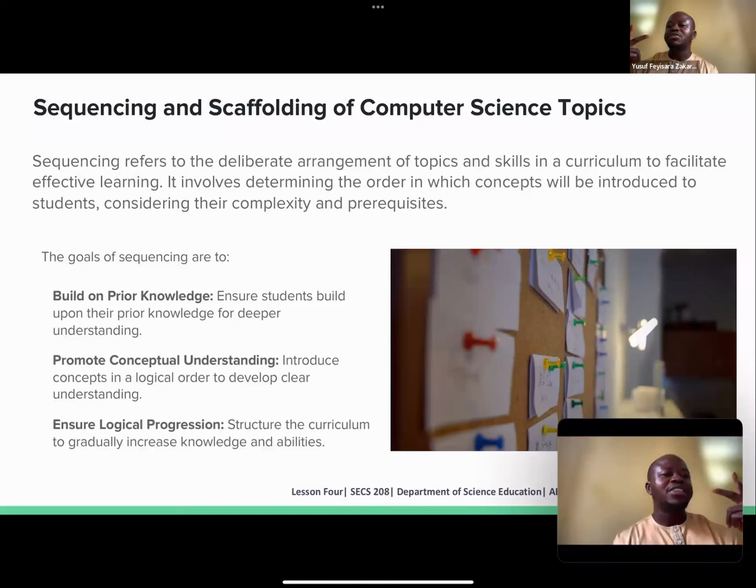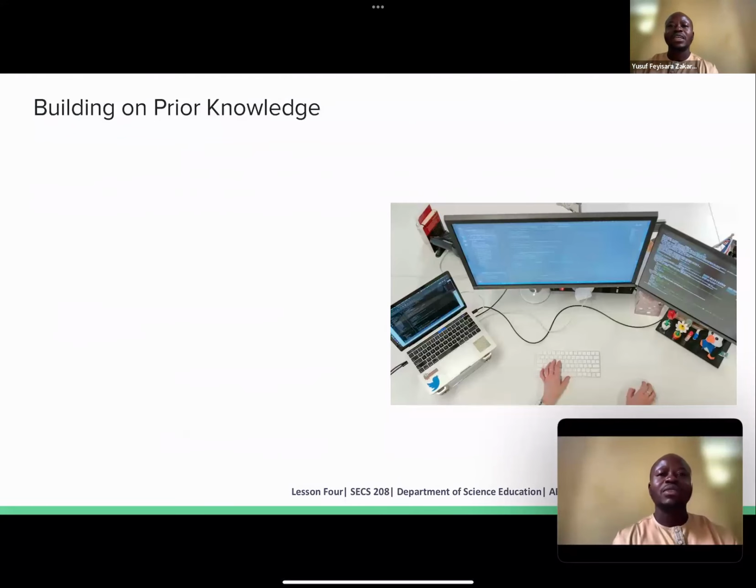So sequencing is going to do three main things for us. If you go through sequencing, number one, we'll be able to build on the prior knowledge of students. Number two, we'll be able to promote conceptual understanding. Number three, we'll be able to ensure logical progression. Okay, we shall take these one after the other, and see how we can do this.